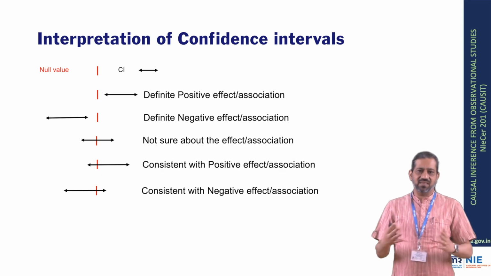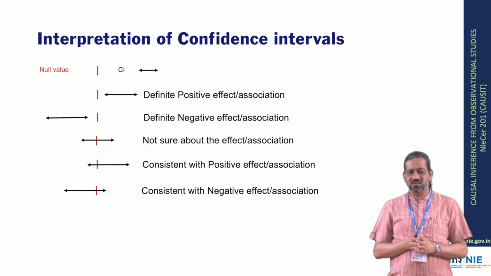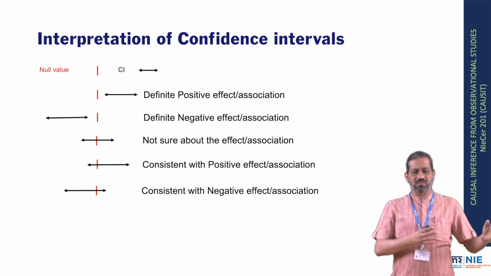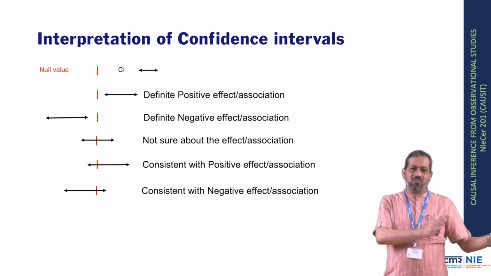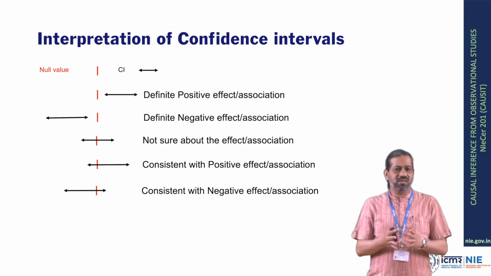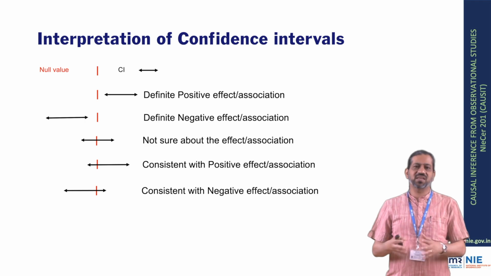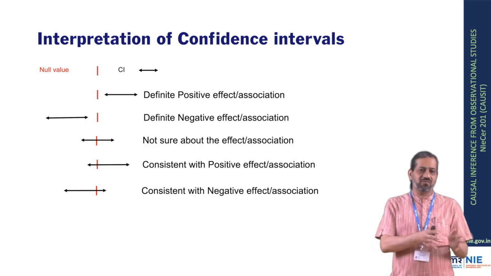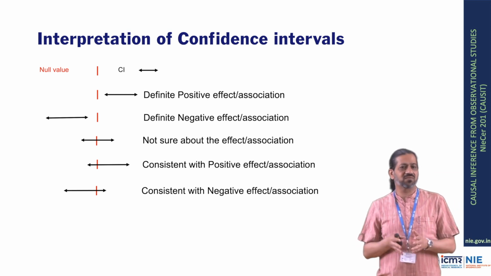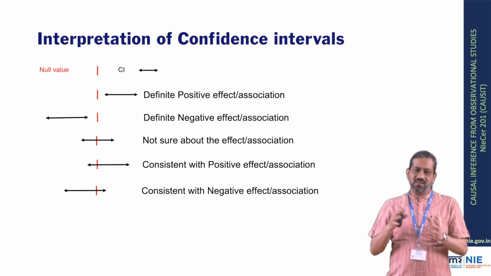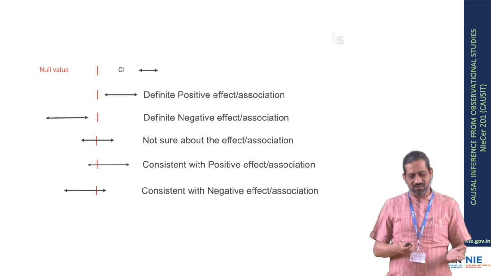On the other side, again, it may contain the null value, but the majority of it is towards the left of the null. So maybe you have a value from, let's say, 0.3 to 1.5, but the majority of it is less than 1, below 1. We cannot just ignore this confidence interval. We would still say that this seems to be consistent with a negative effect or a negative association. We may not be definite about this positive or negative association, but there is a high consistency if your confidence interval majorly is towards one side or the other.